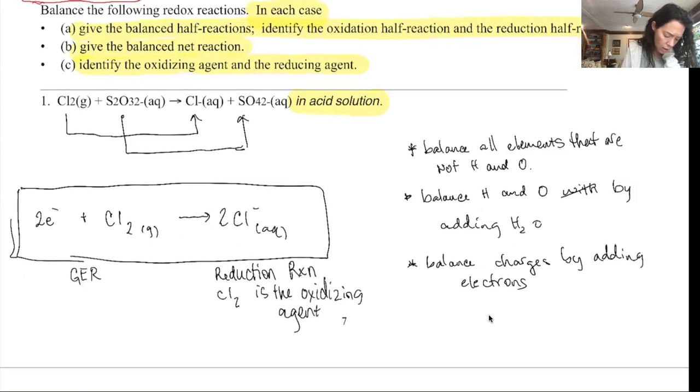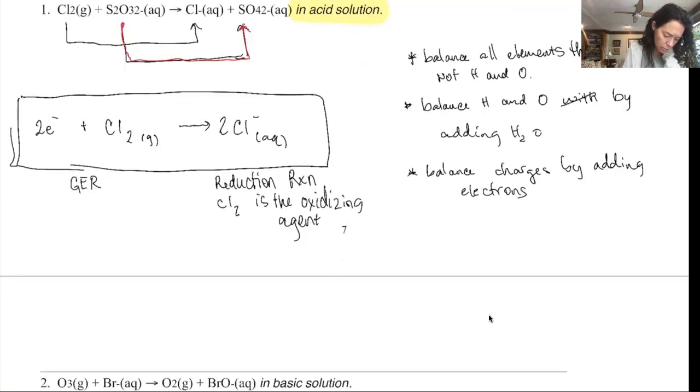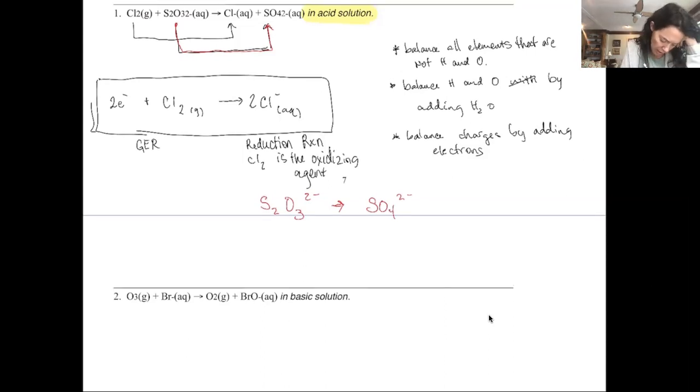Okay, let's go ahead and write our second half reaction. Okay, so I'm going to need some more space. I can already tell. I'm going to start over in the center. S2O3 2 negative. And over here, I've got SO4 2 negative. So remember the steps. Balance all elements that are not hydrogen and oxygen. That means I need to balance my sulfurs. So I need to put a 2 here.